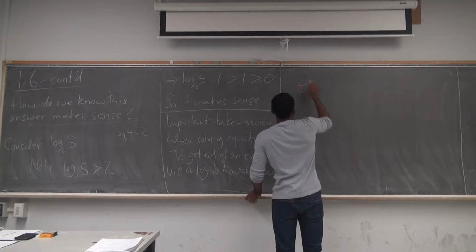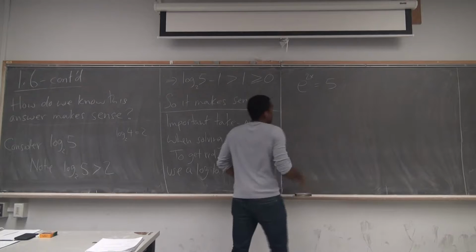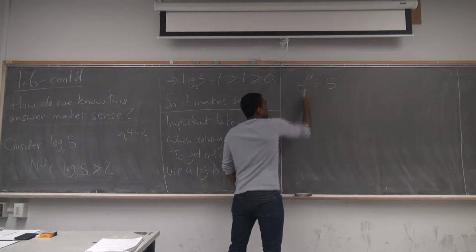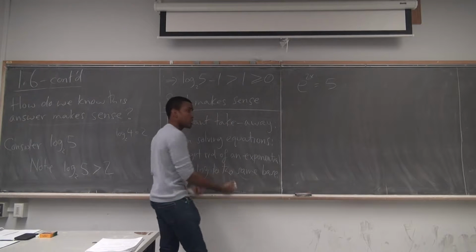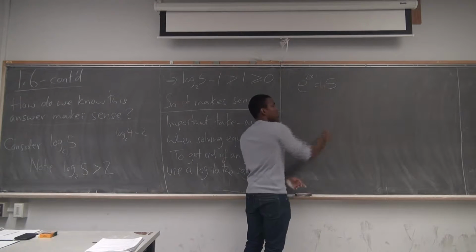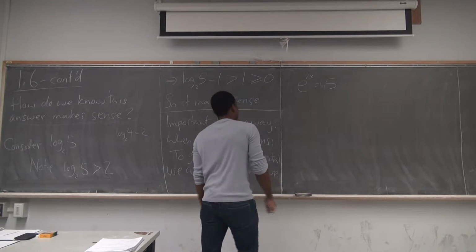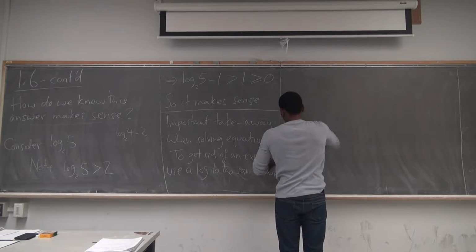So you had e to the 2x equals 5. Here, I want to get to that x, which means I have to get rid of this exponential. How would I do it? I'm going to use a log to the same base. In this case, the base is e, so I ln both sides. Which we did an example like that already.